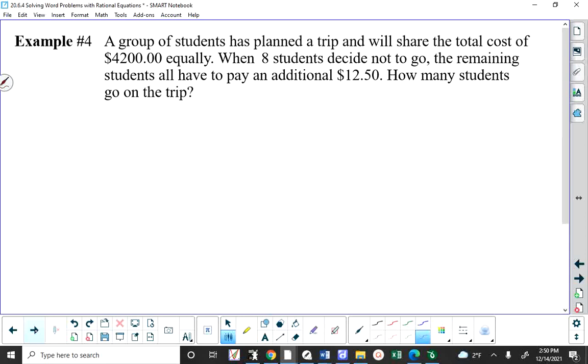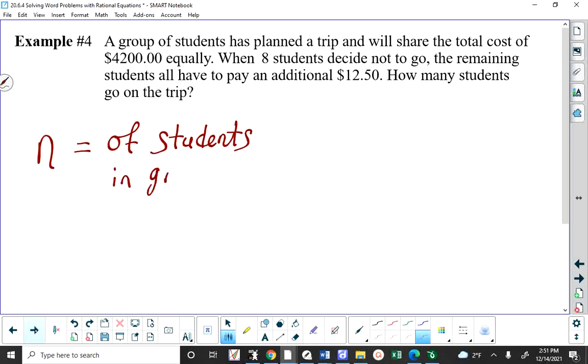And you set these problems up by saying n is the number of students in the group. I'm going to put the word originally here. So what I mean is n is the number of students. We could use x. n is how many students we're going to go. Could you turn this around and say n is the number of students who actually go? Sure. And I'll show you what the equation would look like.